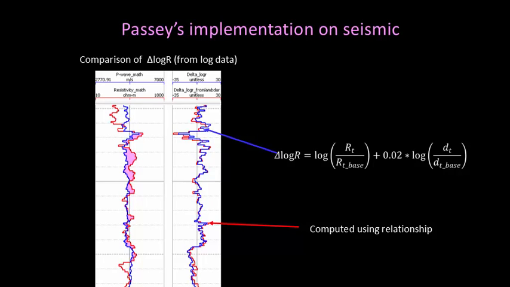Now, from the log data, using this relationship, you see the computed curve using the relationship that I showed in the previous slide, and the actual delta log R curve. Notice how good the match is. Because that is something you have to do as a QC to convince yourself it works. Not at just one well, for all the wells that you have in the area. And when you have something like this, then you can go forward.